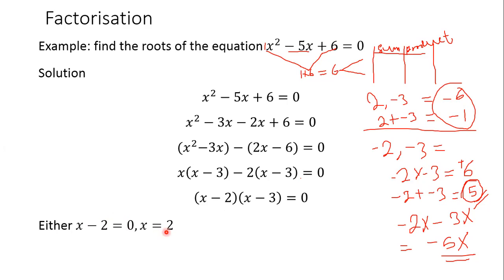Are we there? Yes. And then we say or the second bracket is equal to 0, and as well when 3 crosses the equal sign, it becomes what? Positive. So our x will be equal to 3. So the answers or the roots of this equation would be x equaling to 2 and x equaling to 3. Is that okay? Yes. Okay.